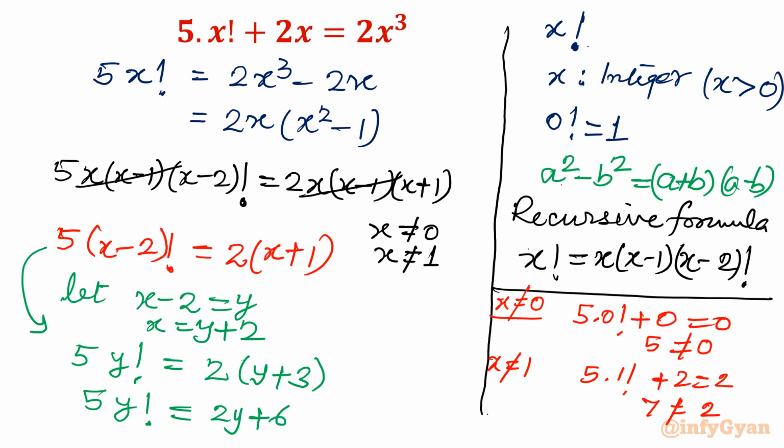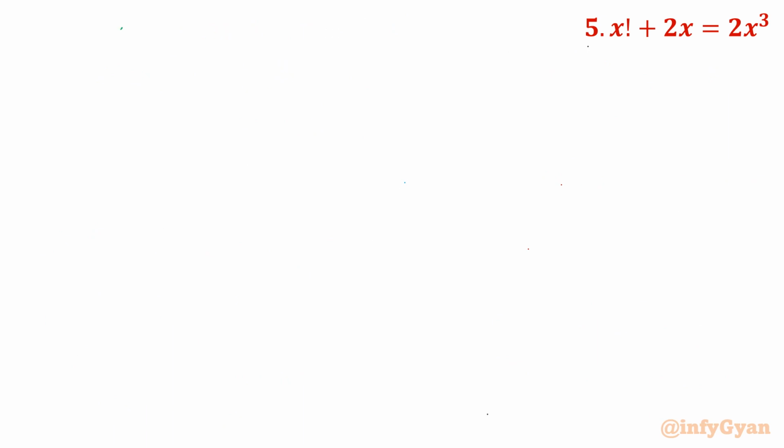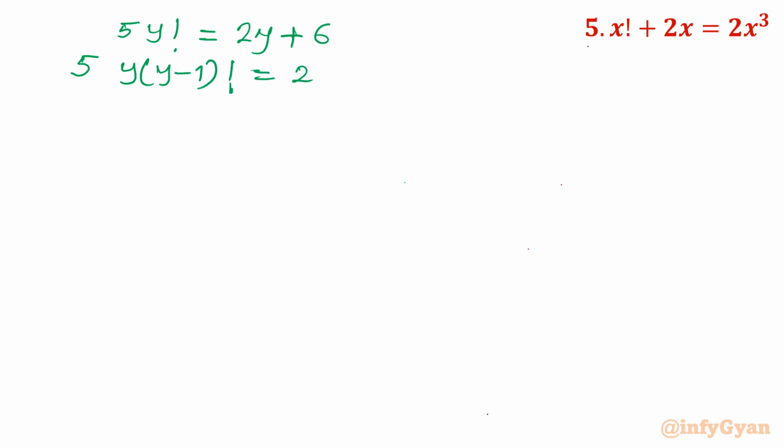Now I will use the recursive formula once again. So 5 y factorial equals 2y plus 6. Let me use the recursive formula one more time: 5 times y times (y minus 1) factorial is equal to 2y plus 6. Divide both sides by y. So it will become 5 times (y minus 1) factorial equal to 2 plus 6 over y.